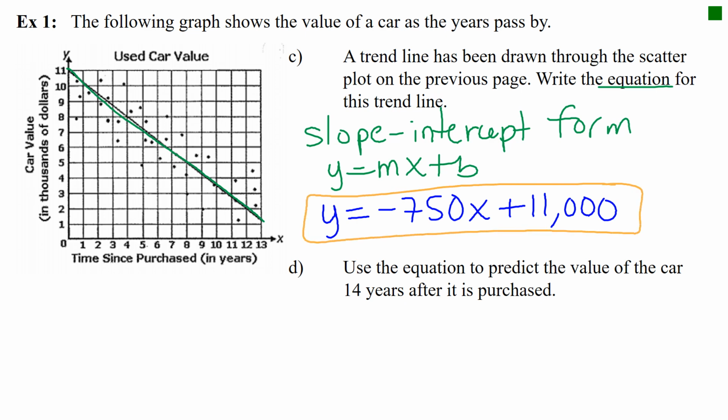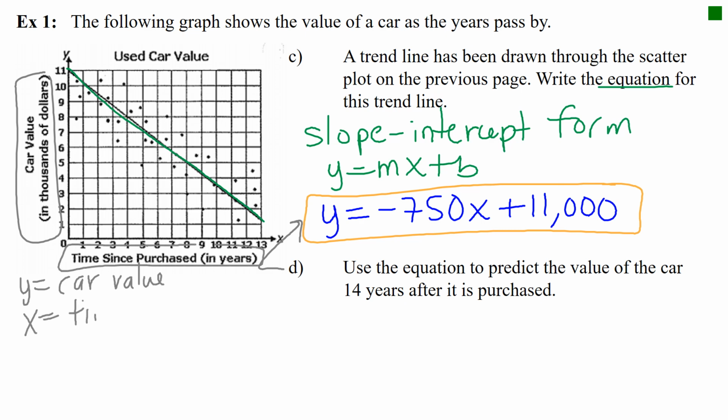Okay. Now part D, use the equation to predict the value of the car 14 years after it is purchased. So we're going to go ahead and use this equation. Now keep in mind, y represented car value, right, from the y-axis, and x represented time since purchased. It says use the equation to predict the value of the car 14 years after its purchase.